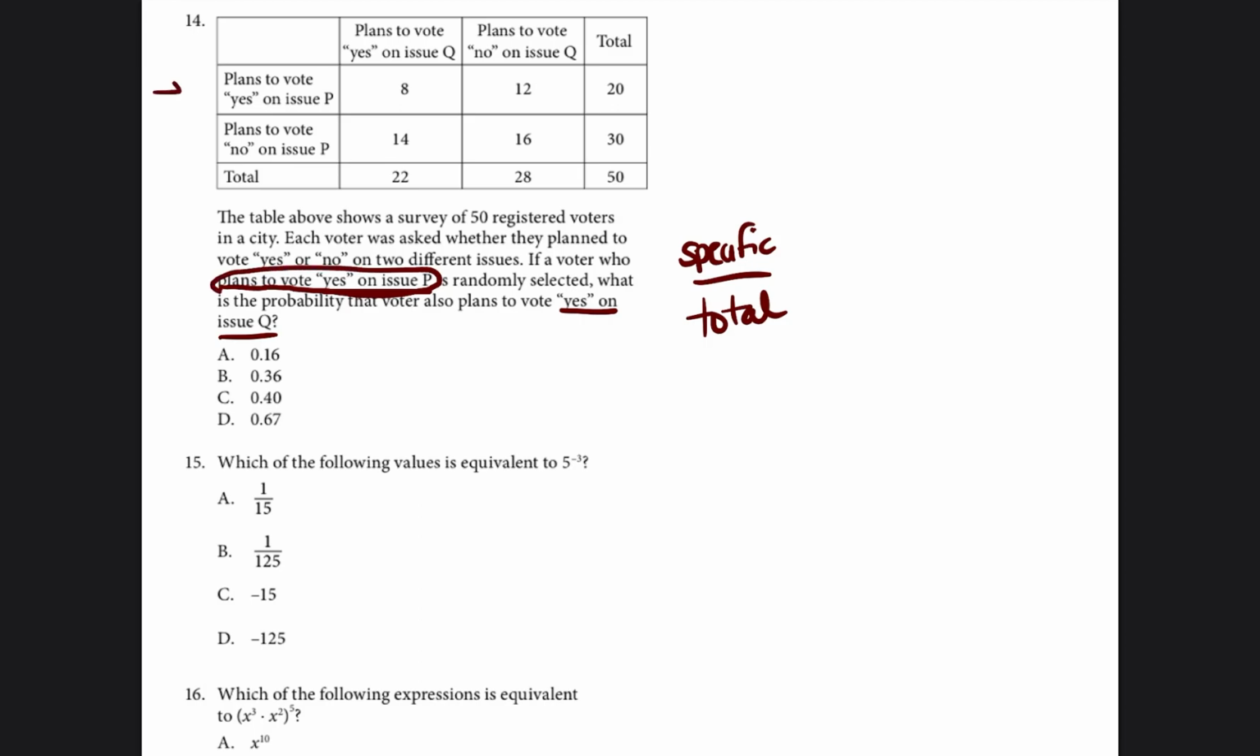So on this left side, we're going to start with people who plan to vote on issue P. This line going all the way across represents the people planning to vote on issue P. What is the total of people planning to vote on issue P? The total is right here, 20. So we already have our denominator, which is 20.